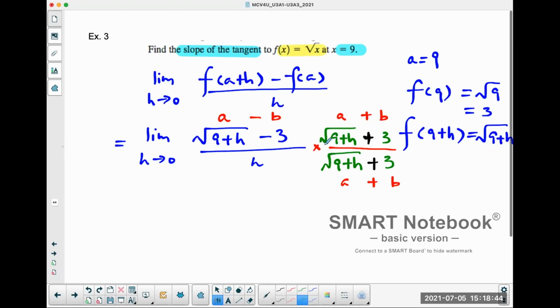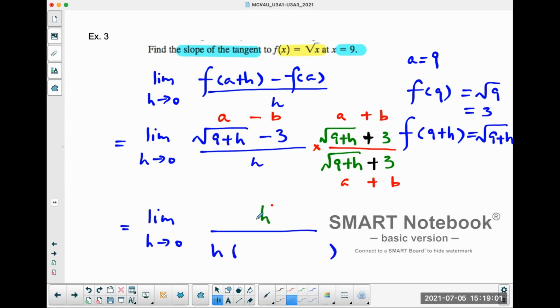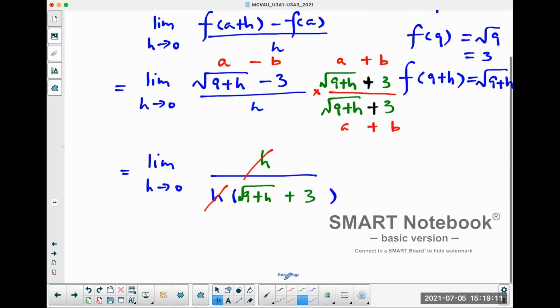Why is h important? Well, because I need to cancel with this h, right? I gotta have an h to cancel with it. So as the limit of h approaches 0, I have an h left on top and an h at the bottom. And perfect, they just cancel each other out. And what's left is this little part in the denominator. So the answer is that little part in the denominator.